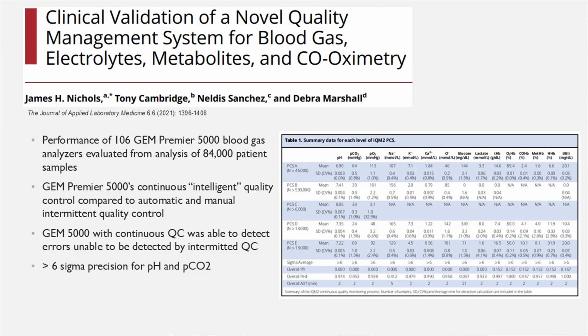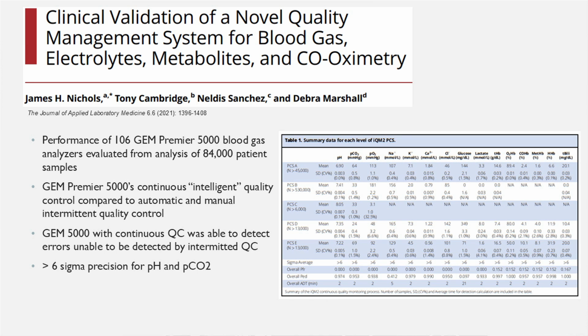So I think it's very easy for that one to happen. Here is another study. This is looking at the actual machine that we have, our ABG machine, the Chem Premier 5000, and its quality control.